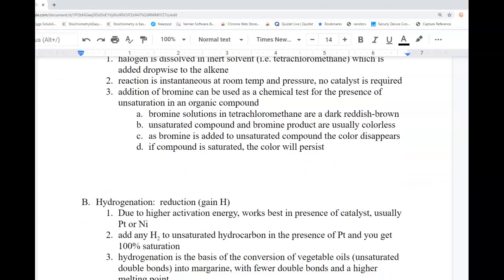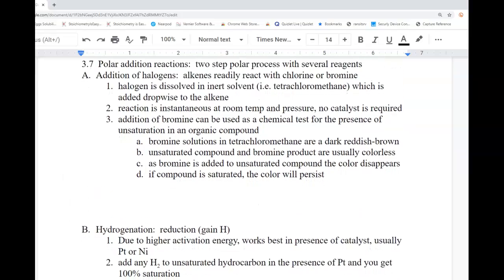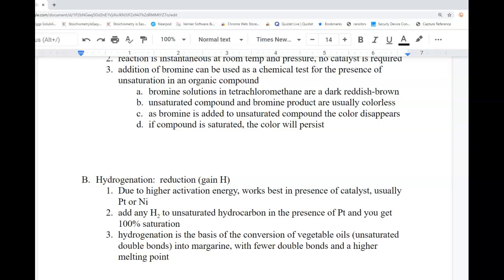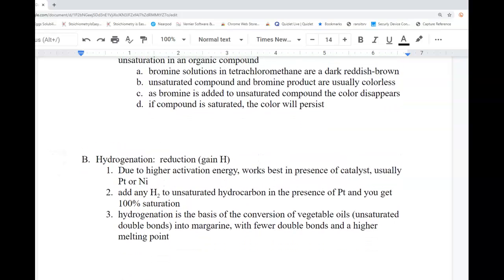Let's take a look at hydrogenation. That first one was halogens, so halogenation of an alkene. Now we're going to go to hydrogenation, where we are causing the alkene to gain hydrogens.